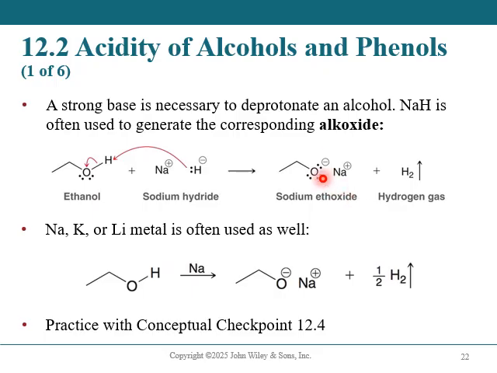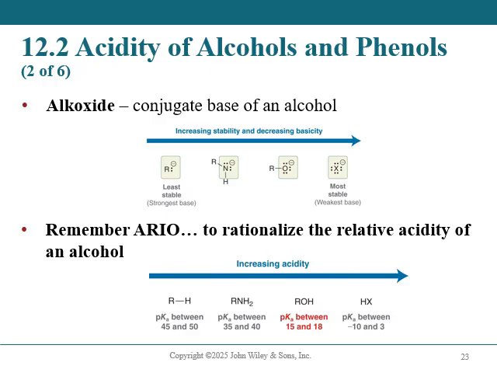We talk about ethoxide as this part of the molecule, and then the counter ion will be the sodium, so sodium ethoxide. In which case, then you get hydrogen gas as a side product. Sodium, potassium, or lithium metal is often used as well. So they tend to be used as active participants really in this reaction. The alkoxide, by definition, is going to be the conjugate base of the alcohol.